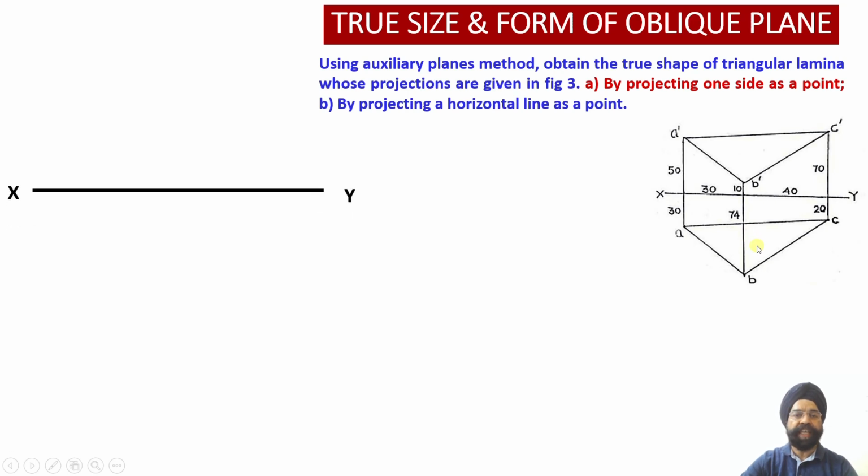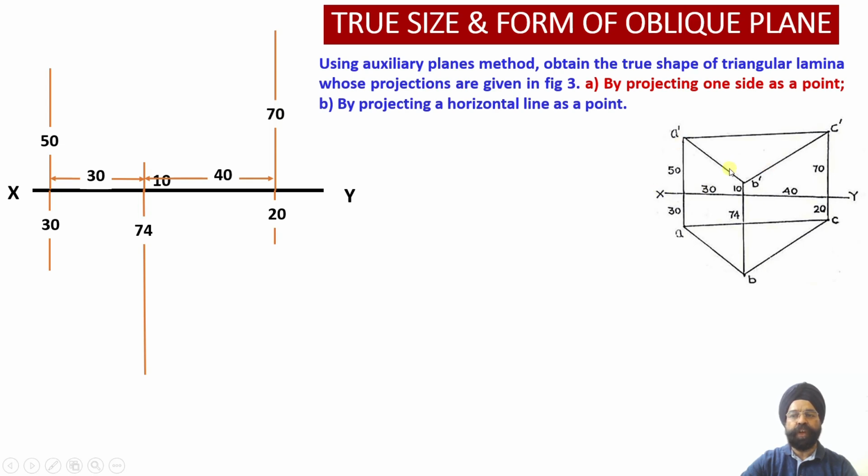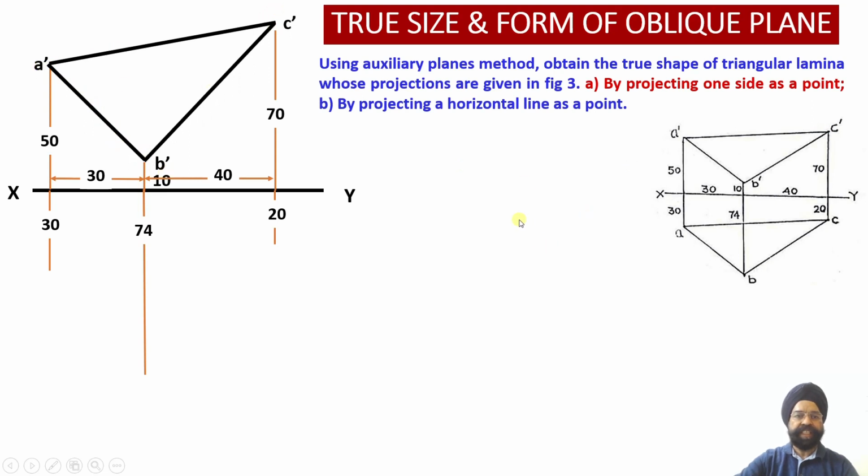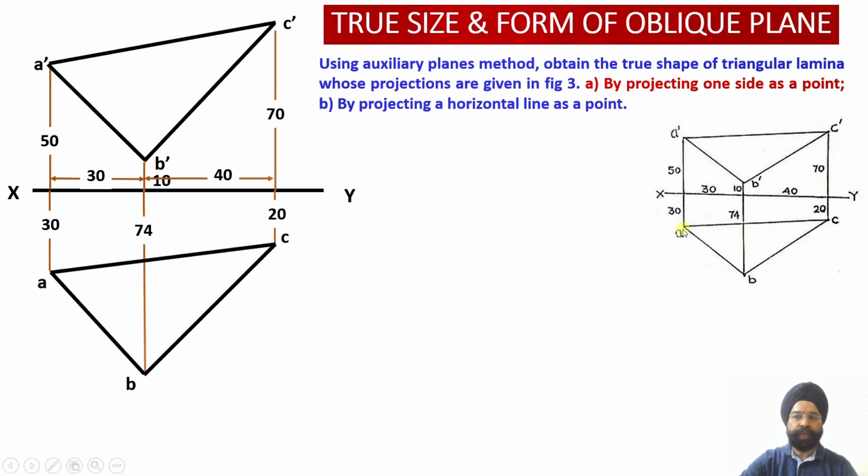So first of all, as I told you earlier, I am going to draw the given construction. So whatever the coordinates of A dash, B dash and C dash are given, I am going to draw them onto my drawing sheet. Similarly, whatever coordinates of ends A, B and C of the triangle are given, the projection of the lamina in the top view has been drawn. The projections of the lamina in the front view have been drawn.